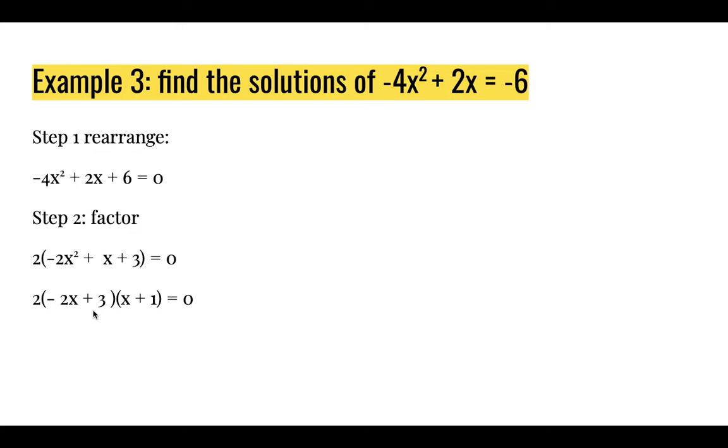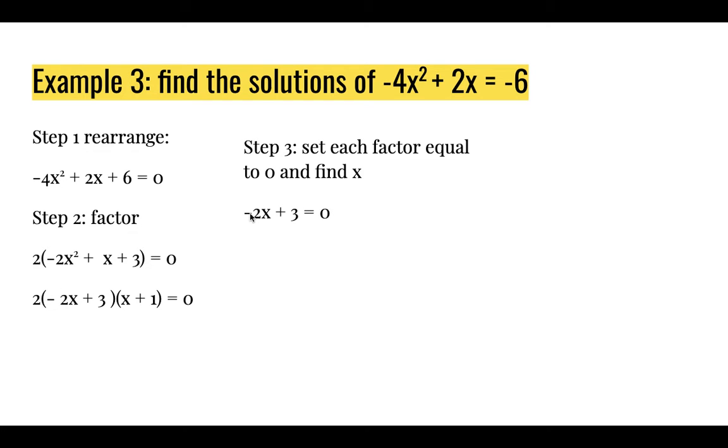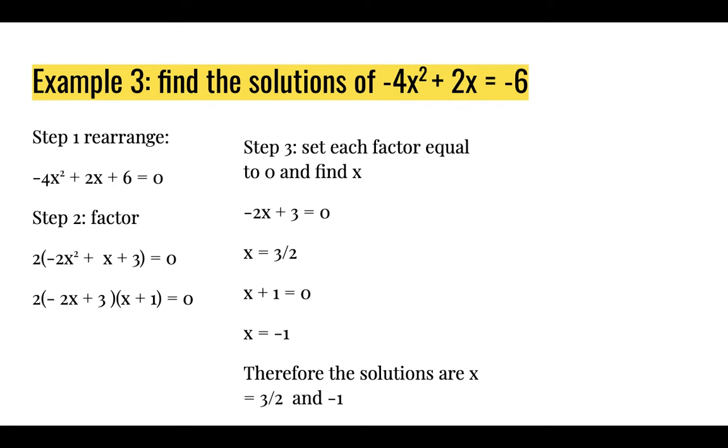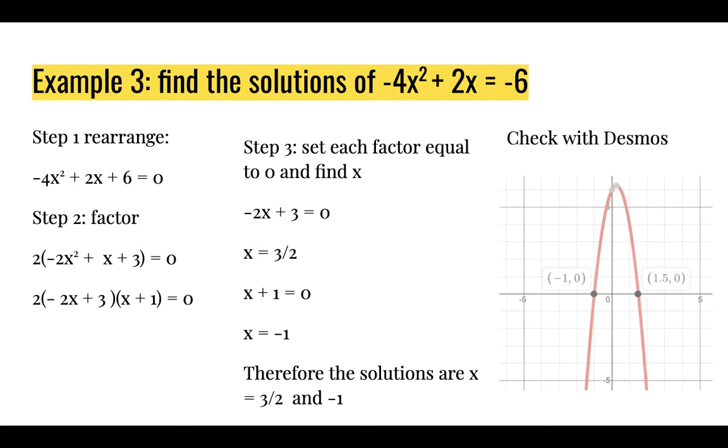Okay, so now we are going to set each of our binomials to 0 and find x. If we have negative 2x plus 3 equals 0, we have to take the 3 to the other side and then divide by negative 2. So we get x equals 3 divided by 2. And then our other one's a little easier. x plus 1 equals 0, so x has to equal negative 1. Therefore, our solutions are 3 halves, or 1 1/2, and negative 1. And if we graph that in Desmos, you will see those are our solutions here.